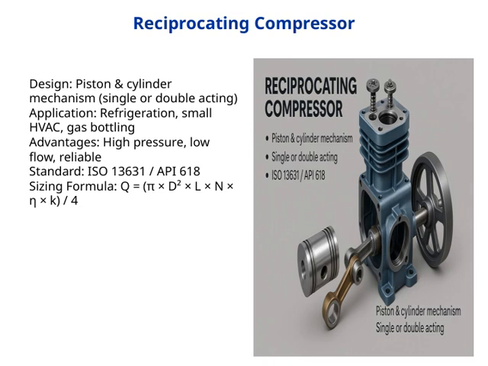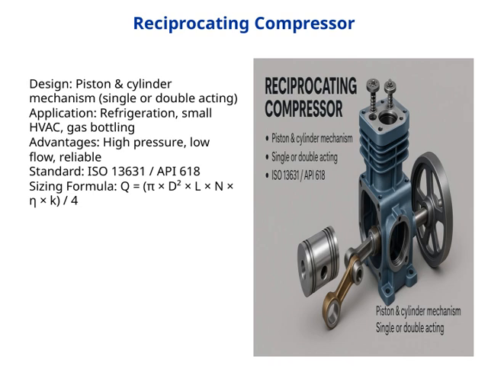This type of compressor operates using a piston and cylinder mechanism, which can be configured as either single-acting or double-acting, depending on the design. The key idea here is that the piston moves back and forth within the cylinder to compress the gas. These compressors are commonly used in applications like refrigeration, small HVAC systems, and even gas bottling processes. One of their main advantages is their ability to generate high pressure, even at low flow rates, making them quite reliable for these specific uses.